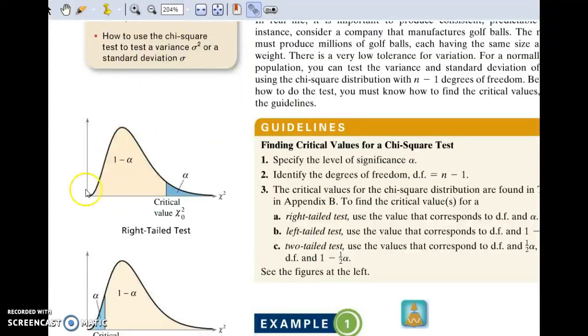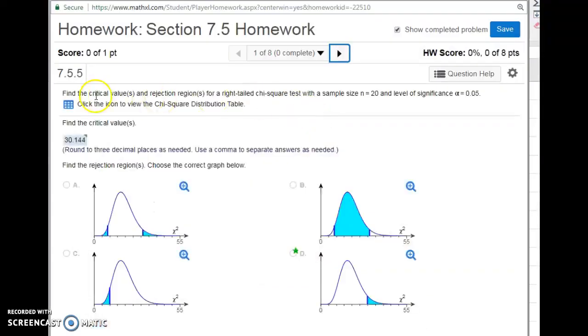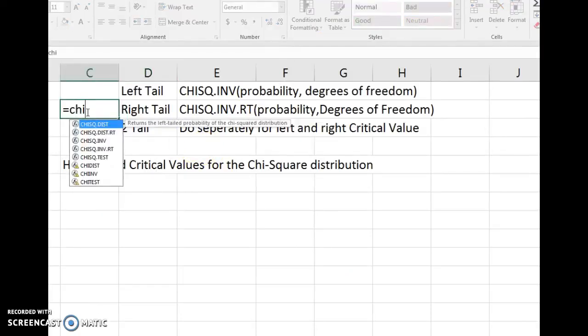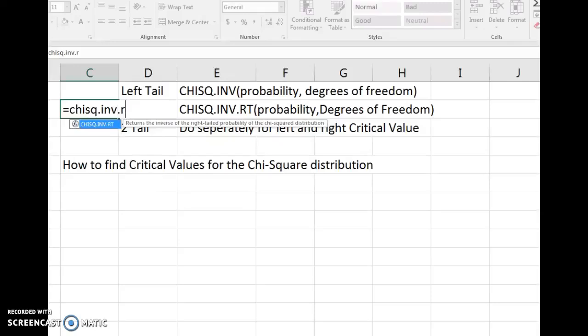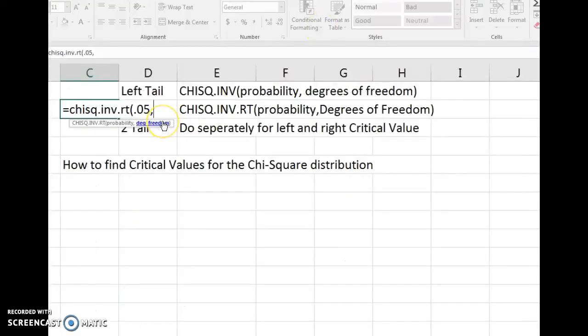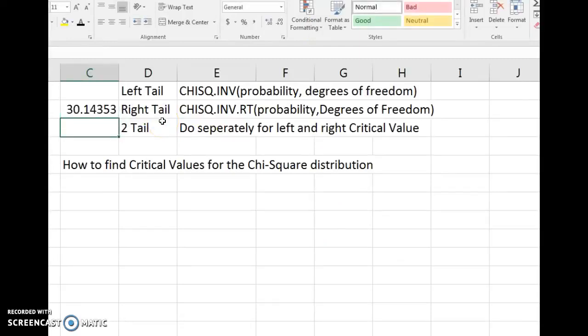So for example, let me jump back to the homework. If I want the critical value for a right tail test, sample size 20, and I want 5% to be in the tails, I would do the right tail test here. So equals chi-square dot inverse dot RT for right. I want 5% in the tails. And just to make sure, their sample size was 20, so our degrees of freedom is one less than that, 19. That gives you the cutoff mark, the critical value, where there would be 5% in the tail.